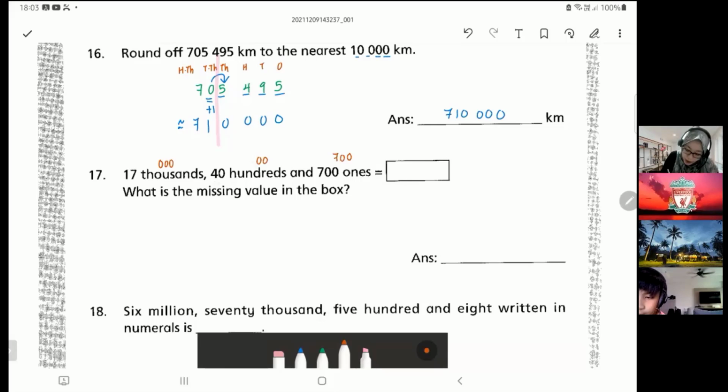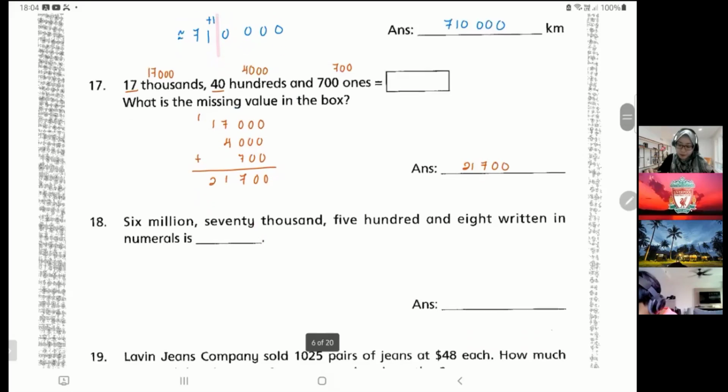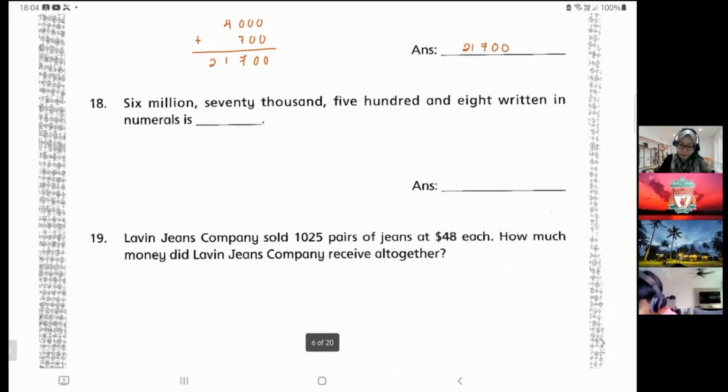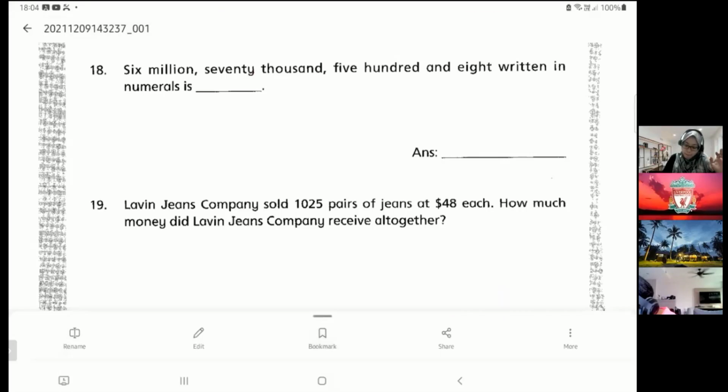So this one, once you have the 0s, you just add on 4, 0. Copy down 17 like that. Then what do you do? 17,000 plus 4,000 plus 700 plus... the answer is 17,4,7,0,0. Answer. You see how easy I make it seem, right? If you know the trick, you can do this very fast. Next question, number 18 and 19.